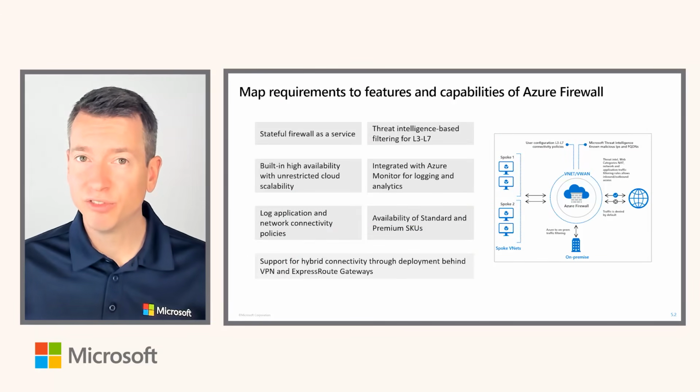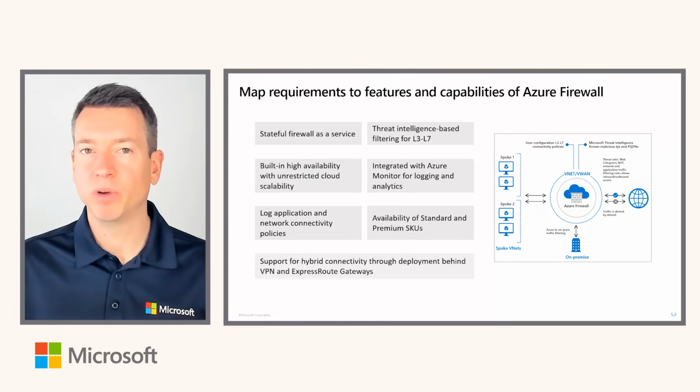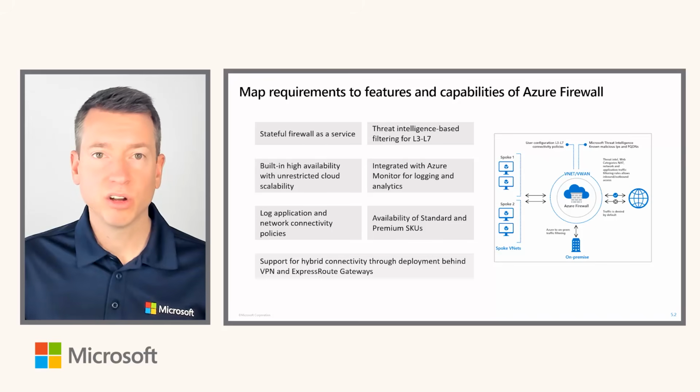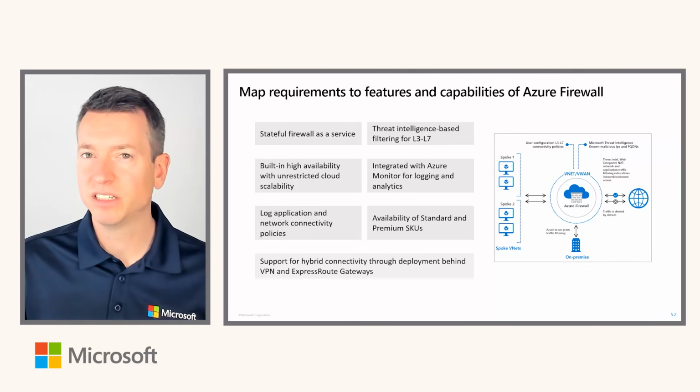Azure Firewall is a fully stateful firewall as a service. It's available in three SKUs: Basic, Standard, and Premium. Azure Firewall Standard offers Layer 3 to Layer 7 filtering and threat intelligence feeds directly from Microsoft Cybersecurity.